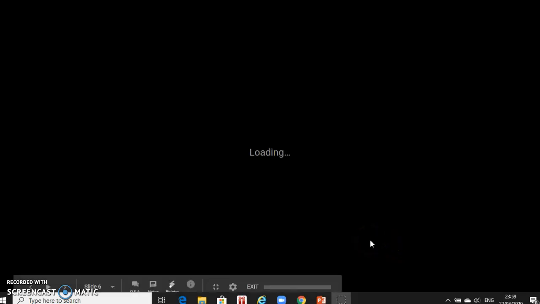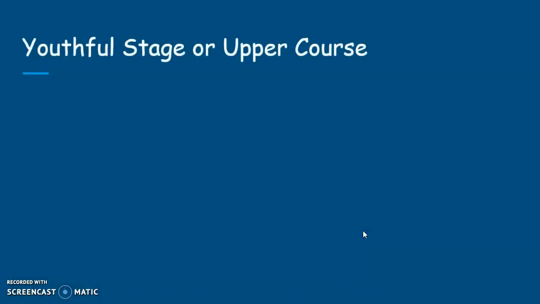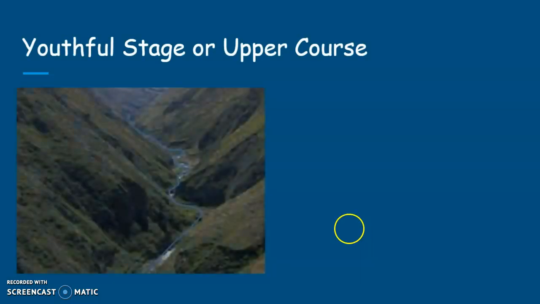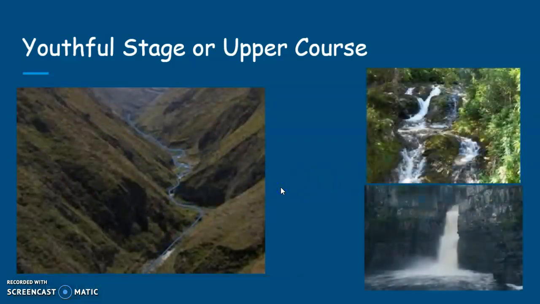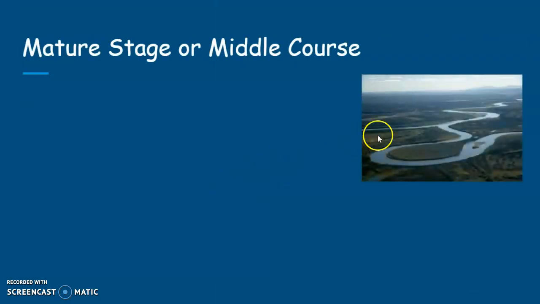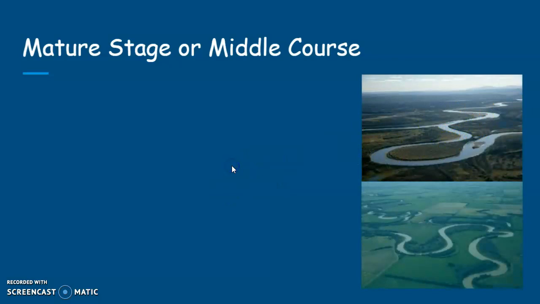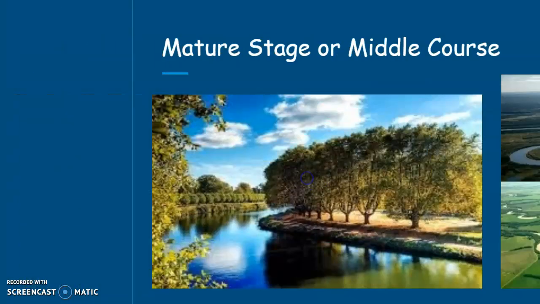Okay guys, so in the last class we had a little bit of a look at the different stages of the river. We had the youthful stage, also known as the upper course, where we had these lovely V-shaped valleys and interlocking spurs and lots of waterfalls. We have the mature stage, also known as the middle course, with these wide sweeping meanders, these turns in the river. And oxbow lakes will be the other thing that we'll be looking at here.